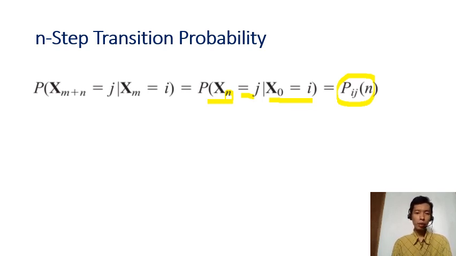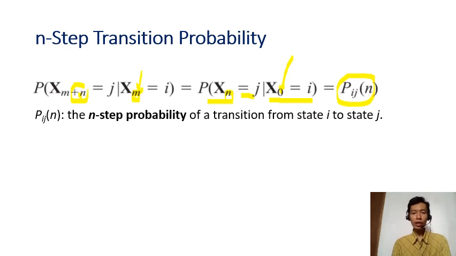And then the first part of this equation simply says that the time doesn't have to start at 0. It can be at any arbitrary time step m. It's just that we are interested in the state n times later. So here it just says that you don't have to start at 0. You can start at m. It's just that we're interested in n times later.